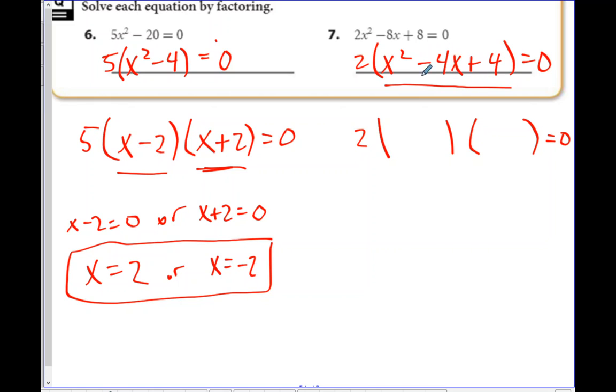What does the middle term tell you that it has to be? A positive and a negative. If you multiply a positive and a negative, is that going to give you the plus 4? Oh no, that gives negative. So the only way to get a positive is either positive times positive or negative times negative. But if our sum has to be negative, doesn't it have to be minus and minus?